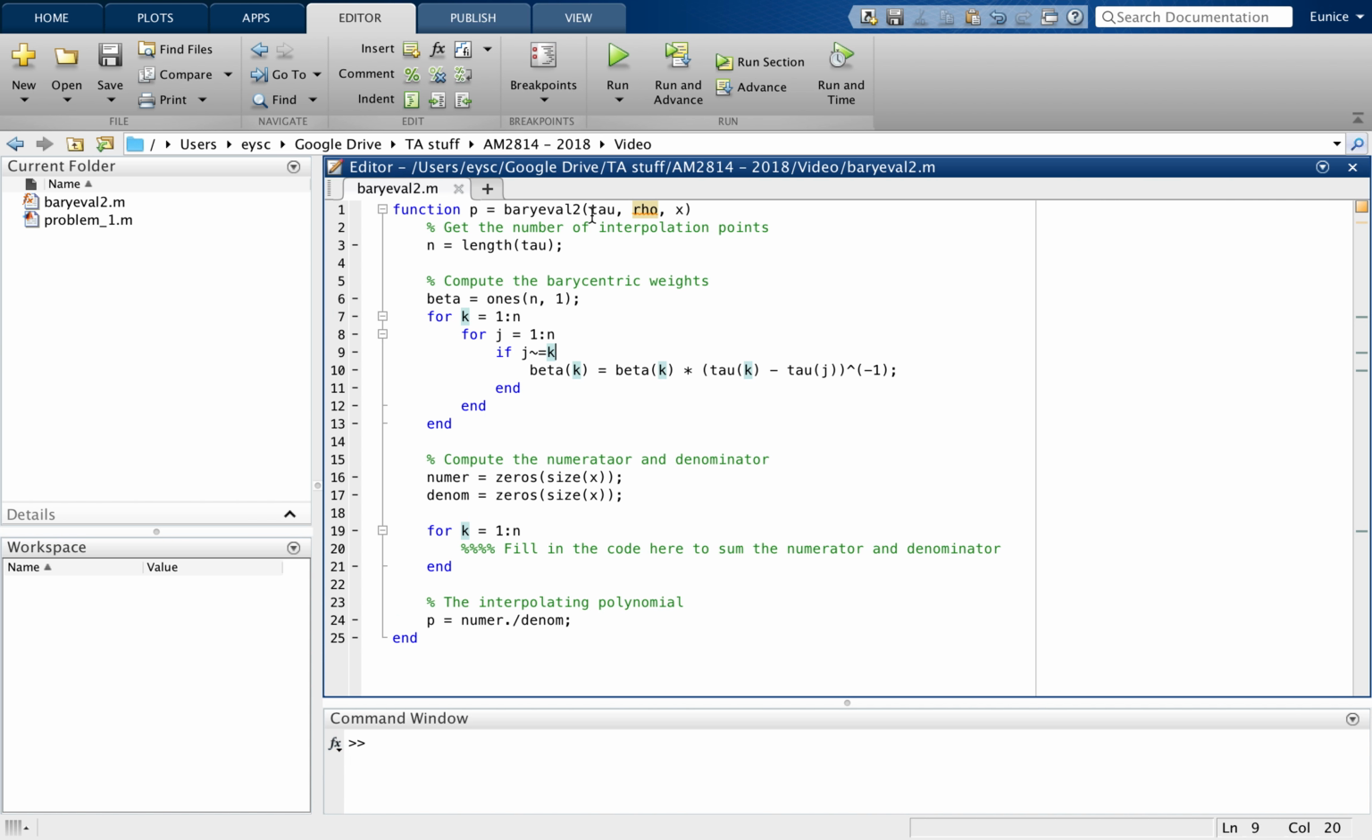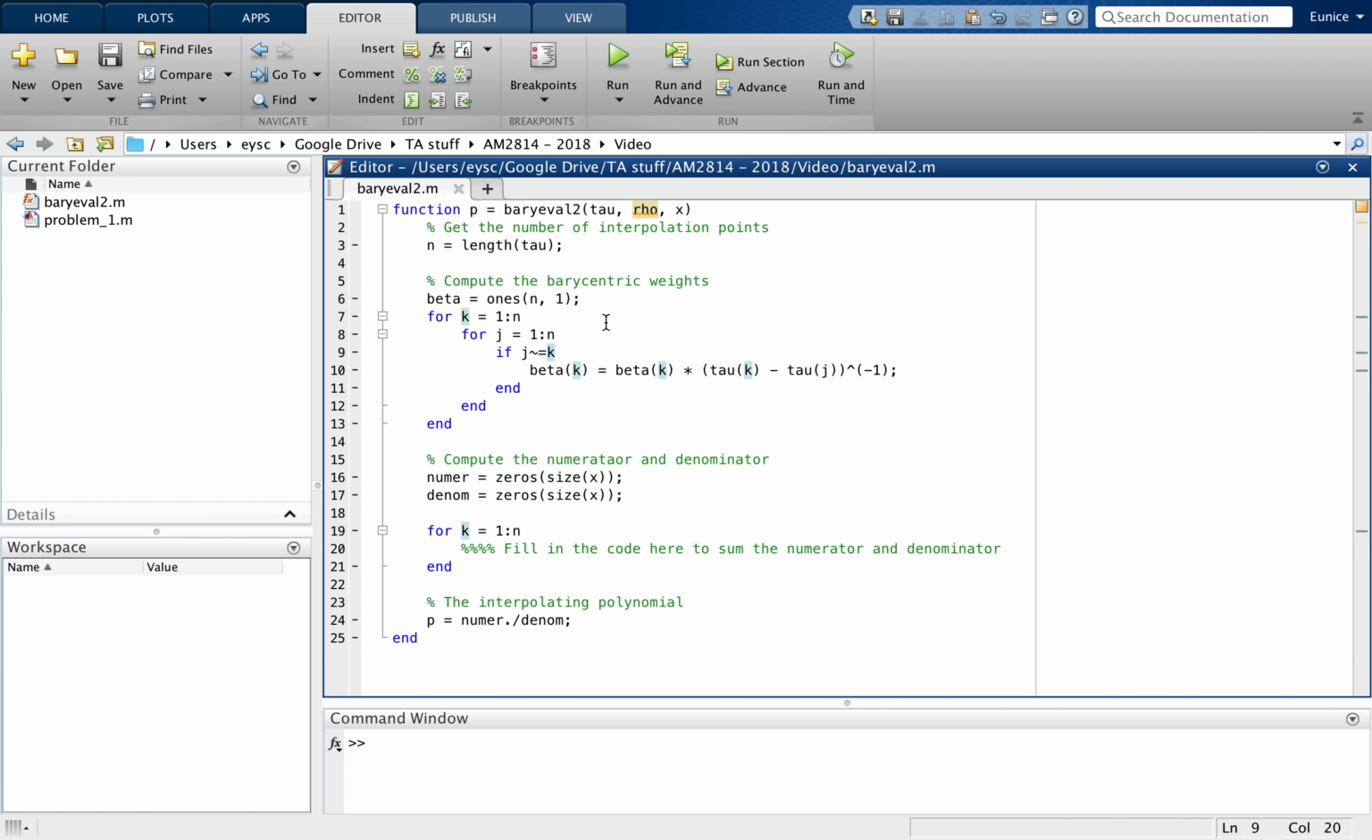Also, here are our parameters. Whatever you input as tau, rho, and x are used in this calculation here. So please do not add or define tau, rho, or x within this function. That's not what a function is supposed to do. It is supposed to accept what your parameters are, in this case tau, rho, and x, and use those in your calculations within your function.